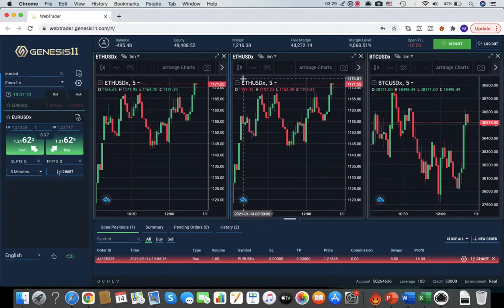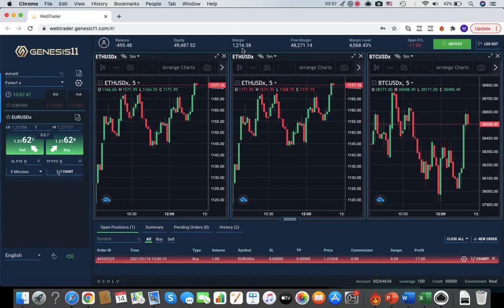Now, if you open the Genesis11 account with euros, then instead of seeing dollars here like I see them, you're going to see euros, and instead of seeing $1,216, you're only going to see 1,000 euros, which is the same thing. So folks, this is how we use leverage, and now movements in your USD or any other asset could generate potentially higher returns.